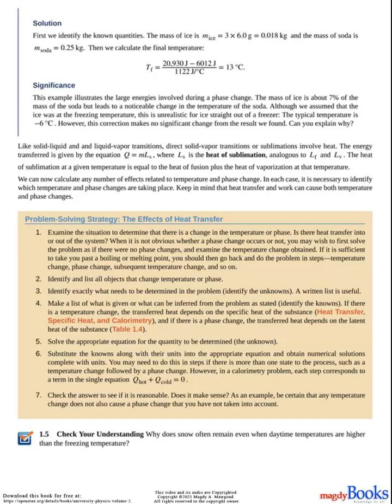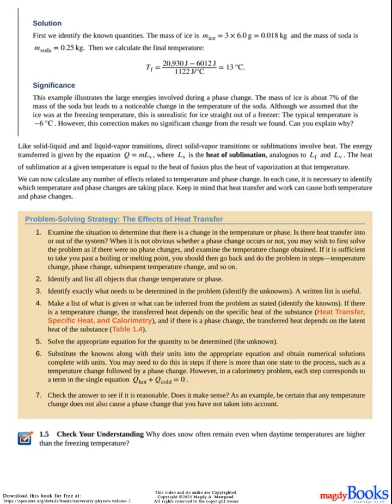Problem-solving strategy. The effects of heat transfer. 1. Examine the situation to determine that there is a change in the temperature or phase. Is there heat transfer into or out of the system? When it is not obvious whether a phase change occurs or not, you may wish to first solve the problem as if there were no phase changes, and examine the temperature change obtained. If it is sufficient to take you past a boiling or melting point, you should then go back and do the problem in steps: temperature change, phase change, subsequent temperature change, and so on.